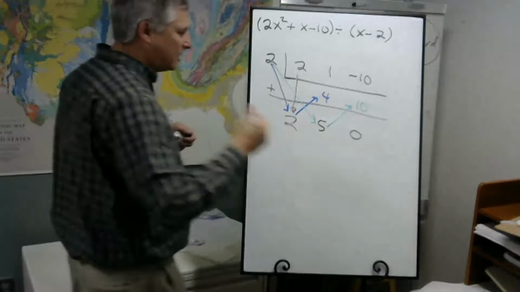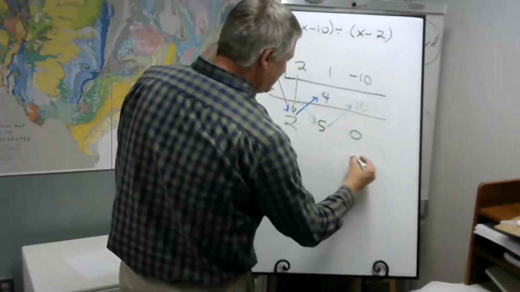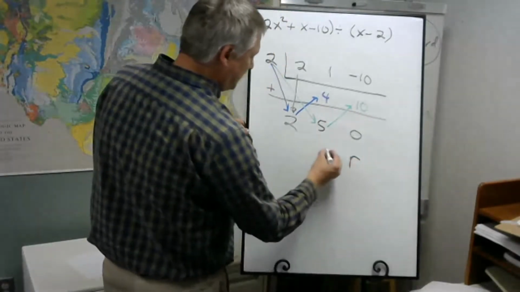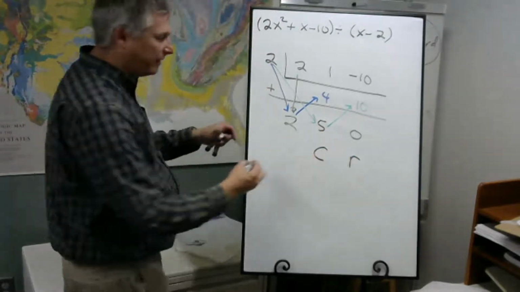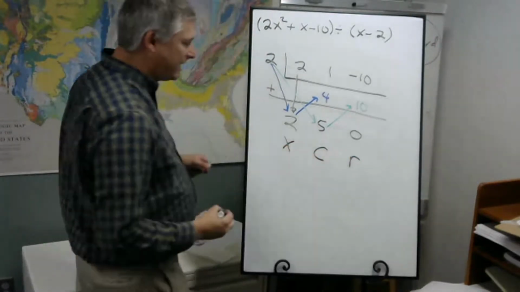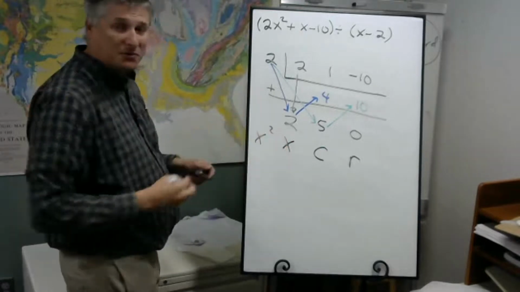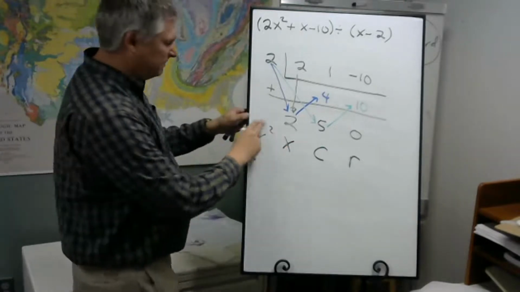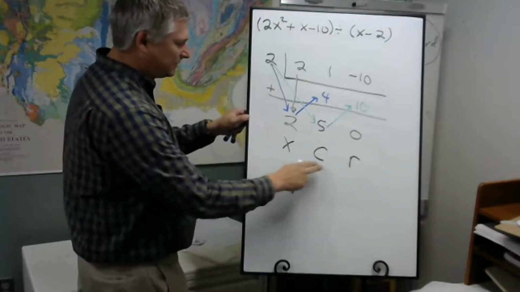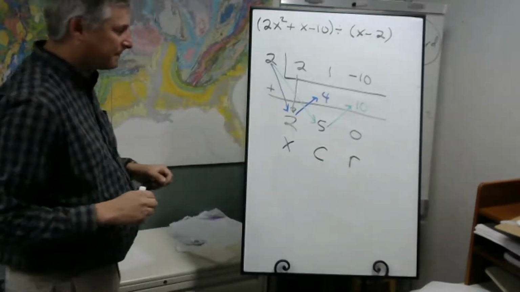So this column is the remainder column. This is the constant column. This is the coefficient for x. And if we had more terms, we'd have the coefficient for x squared and so on. But we don't. We just have x, constant, and remainder.